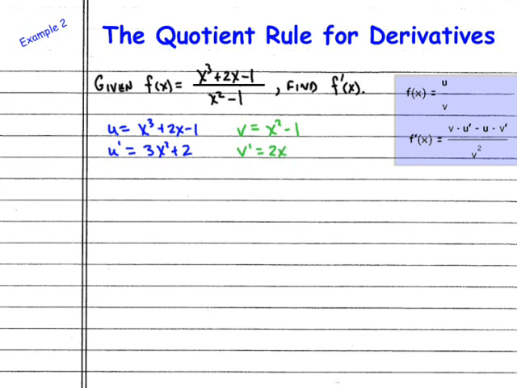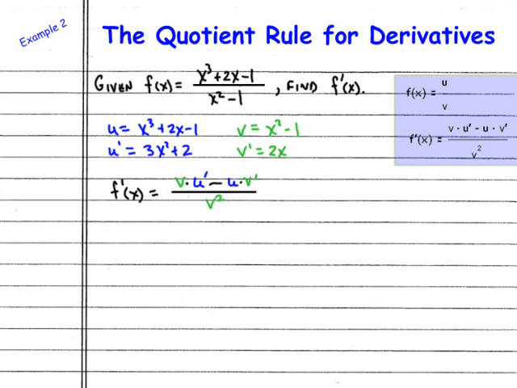Now, I suggest that as you practice the use of this quotient rule, you practice writing down the rule as you see it here and saying it to yourself, and before long you'll have it memorized. So that is, the derivative of f is the denominator times derivative of numerator minus numerator times derivative of denominator, all divided by denominator squared.